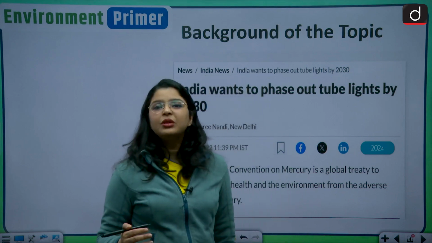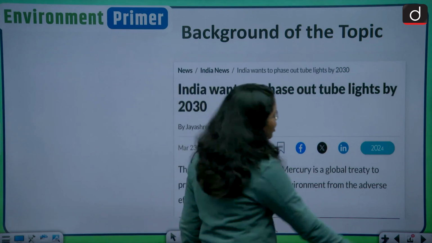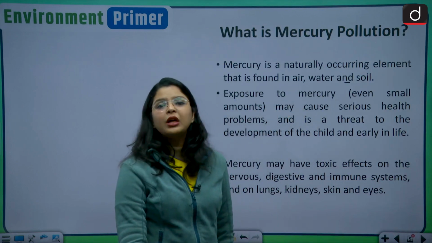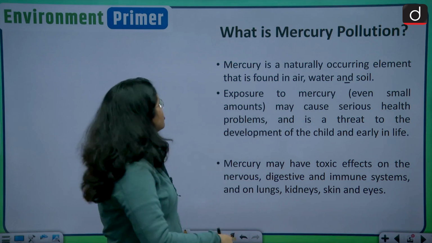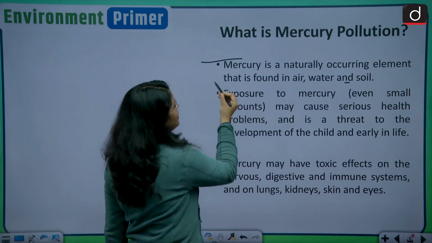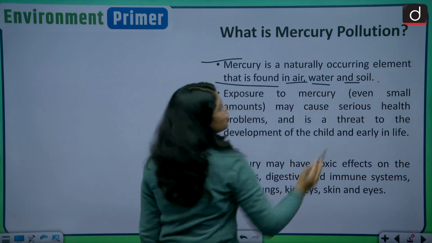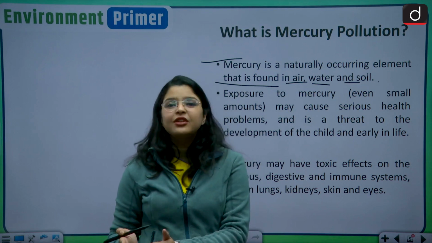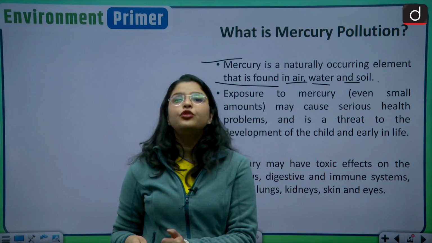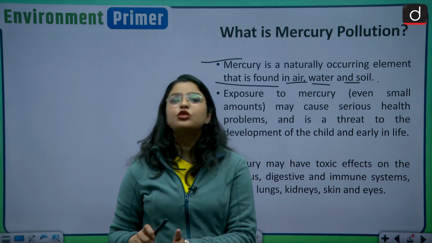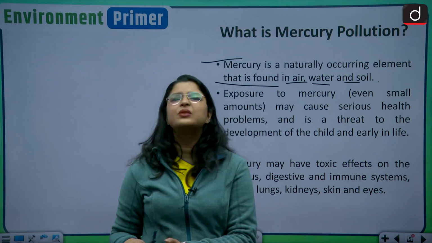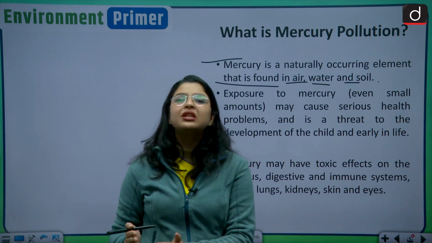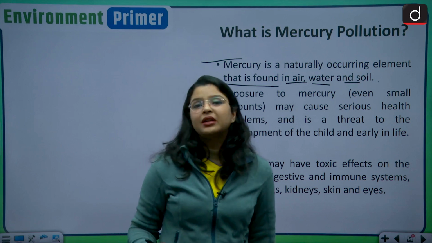So this brings us to the moot question of our today's discussion: what exactly is this mercury pollution and why are the countries around the globe talking about reducing it? Mercury is a naturally occurring element that is found in air, water and soil. But due to mercury pollution, or excessive exposure to mercury, you face serious health issues such as neurological disorders, immune disorders, paralysis, and in some cases even death. And that is why the countries are so seriously talking about phasing out of mercury pollution.